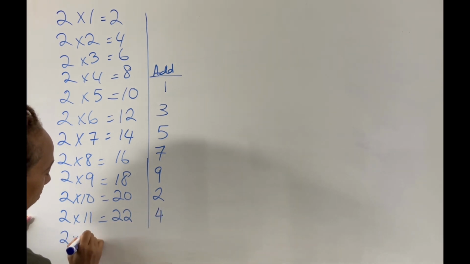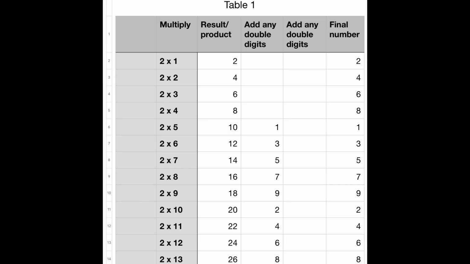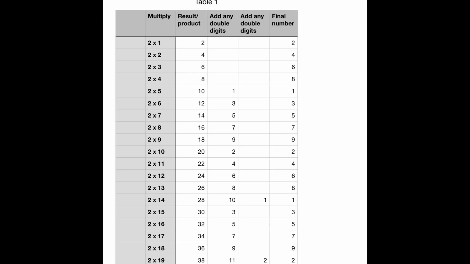And 2 times 12 is going to be 24. I'm going to add these digits. I'm going to get 6. And 2 times 13 is going to be 26. And when I add those, I'm going to get 8. 2 times 14 is going to be 28. And I'm going to put my column here where I'm going to add these. 2 plus 8 is going to give me 10, and then when I add that 10, 1 plus 0 is going to be 1.